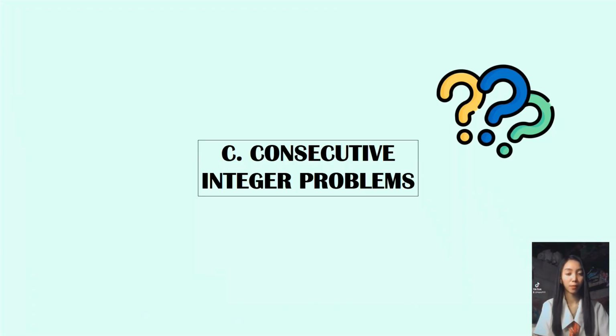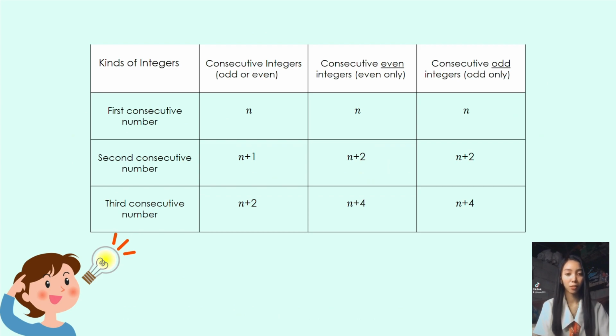Consecutive integer problems. Kinds of integers. First consecutive number, second consecutive number, and third consecutive number. Consecutive integers are odd or even: n, n plus 1, n plus 2. Consecutive even integers are even only: n, n plus 2, n plus 4. Consecutive odd integers are odd only: n, n plus 2, and n plus 4.